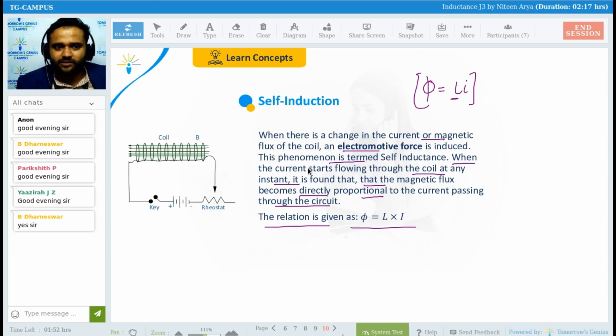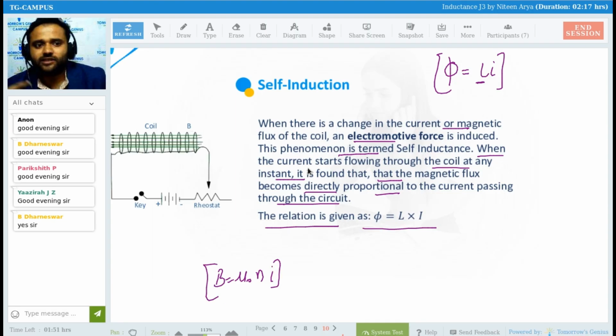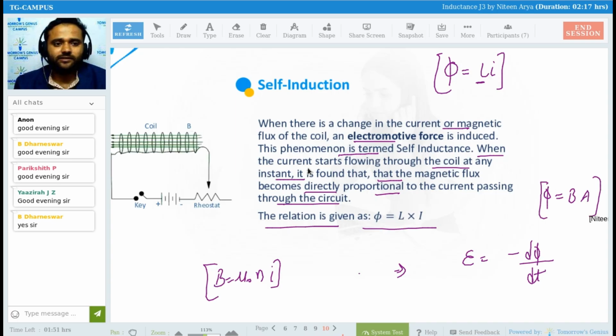If I produce a current in a coil, it becomes a magnet. Taking a simple solenoid, B equals mu naught N i. If I change this, I can change my magnetic flux. So either I can change the magnetic flux or I can change the current, and on both grounds I can produce EMF. Because EMF is nothing but d phi by dt, where phi is magnetic field times area. So I can play with it according to my requirement: either I can change B, or I can change I.